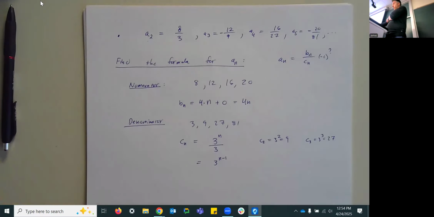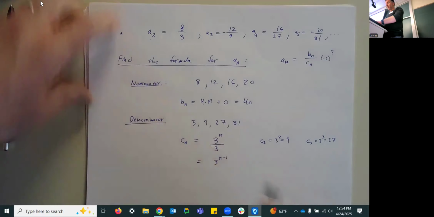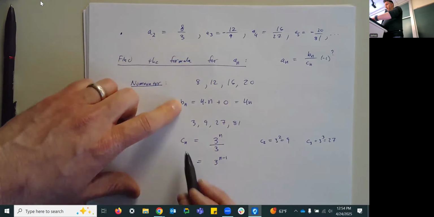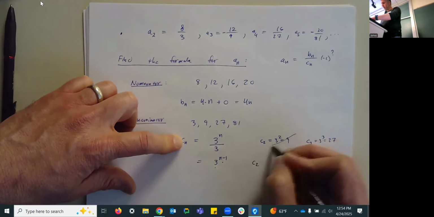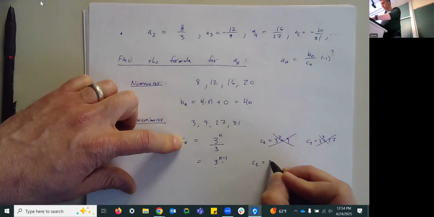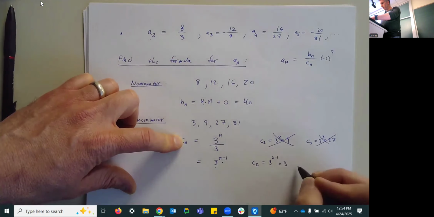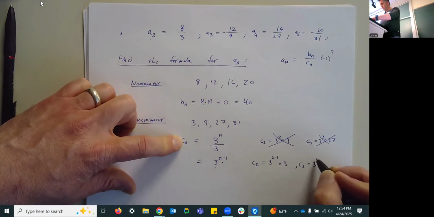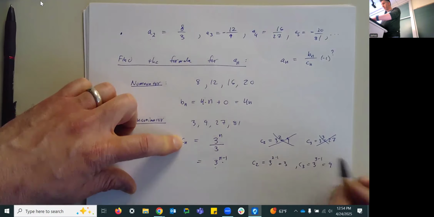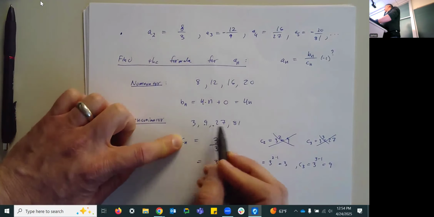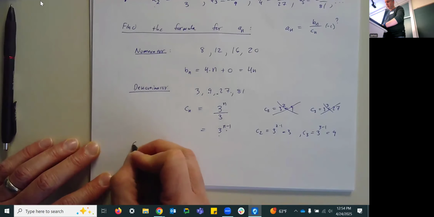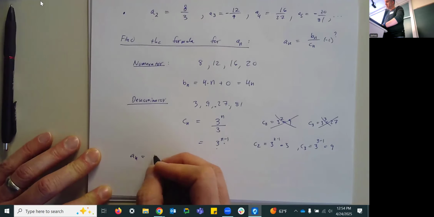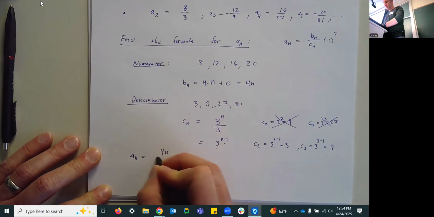So let's think about it. If we plug in n equals 2, because, again, my first subscript is 2, 2 minus 1 is 1, and 3 to the 1 is 3. So c sub 2 now correctly equals 3 to the 2 minus 1, which is 3. And c sub 3 is 3 to the 3 minus 1, which is 3 squared, which is 9. 3, 9, the next one will be 27, the next one will be 81. So my sequence is looking something like a sub n equal to, let's see, my top part is 4 times n. My bottom part is 3 to the n minus 1.